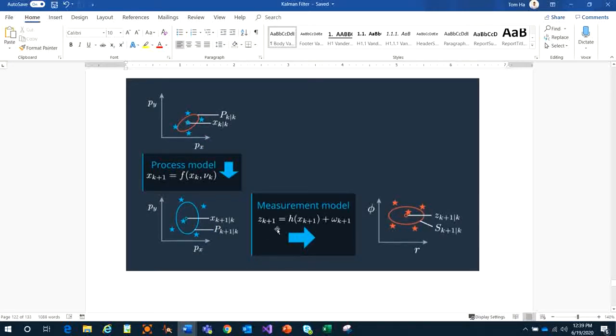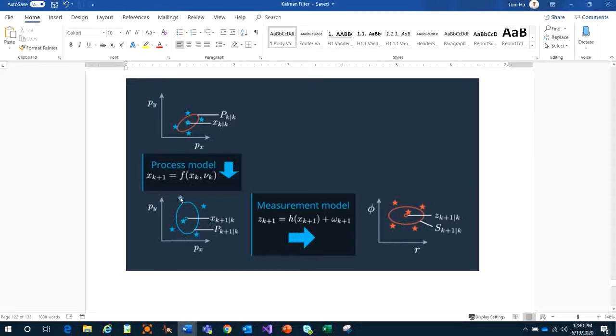We have the measurement model right here, Z, okay? We also generate the sigma points, pass them through the measurement model, and get the predicted measurement sigma points. And after that, you calculate the predicted measurement and the covariance matrix S right here. But in this step, we can take a shortcut. We don't need to generate the sigma points anymore.